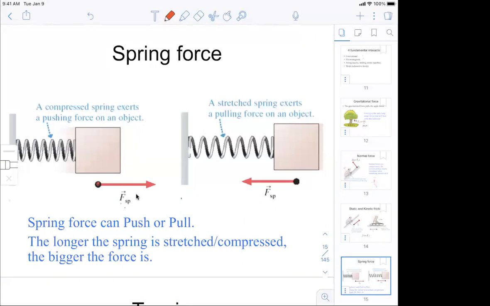Okay, so the spring force can either push or pull, depending on if you're compressing it or stretching it. The more you compress the spring or the more you stretch the spring, the bigger the force is.